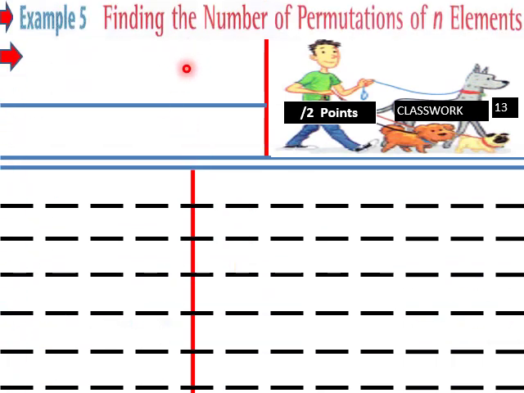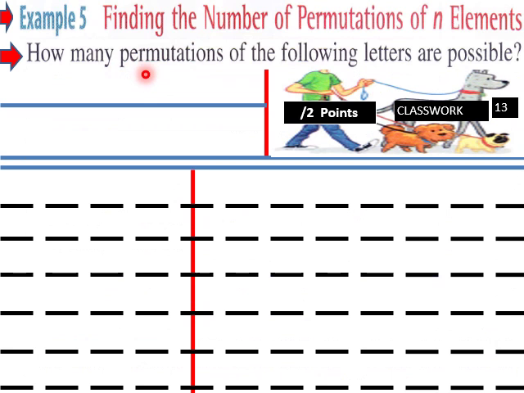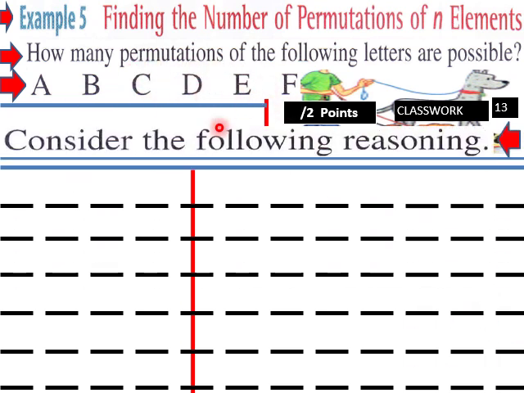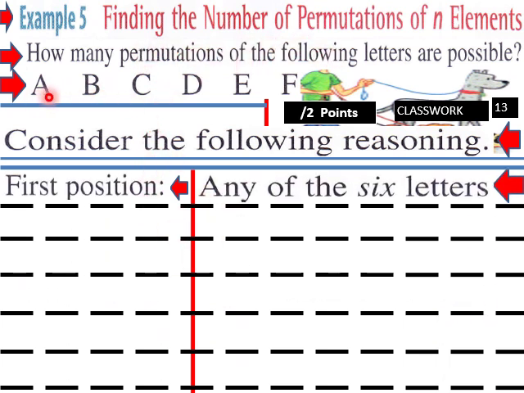Finding the number of permutations of n elements. How many permutations of the following letters are possible? We have A, B, C, D, E, F. How many permutations are possible from this list? Consider the following reasoning. For our first position, it could be any of the 6 letters.